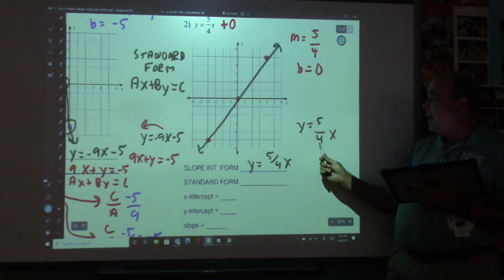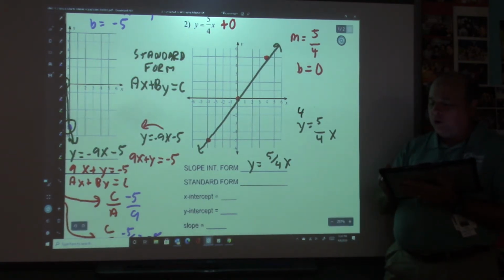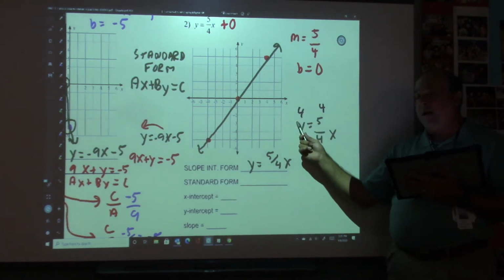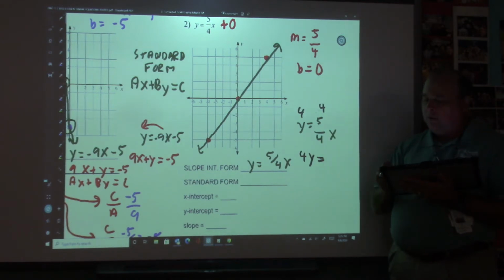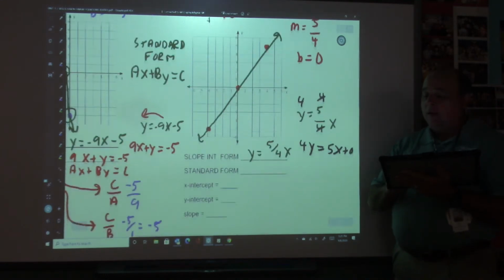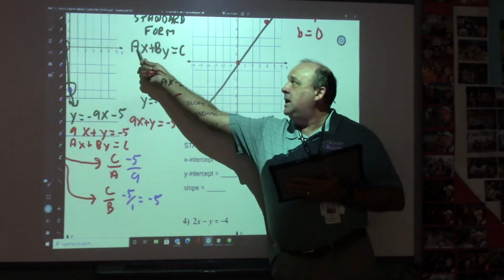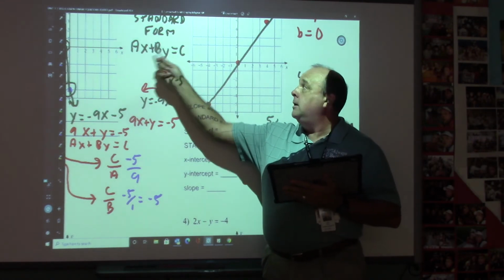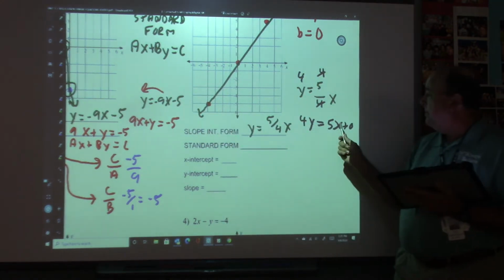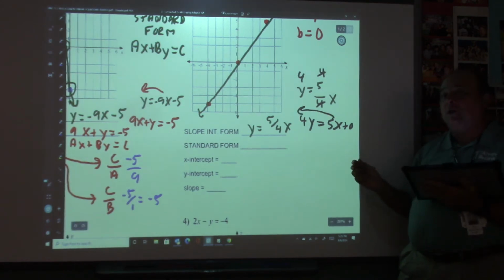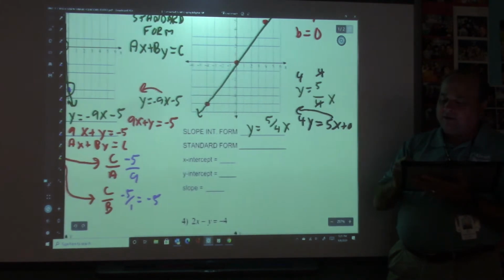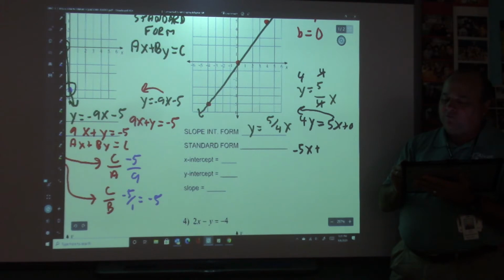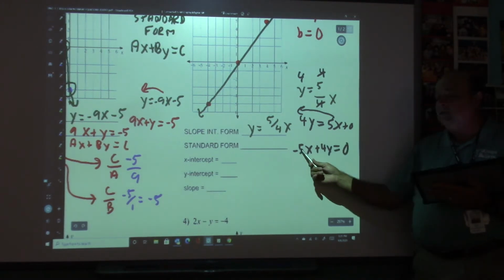To get rid of the fraction, I'm going to distribute that 4. So put a 4. Use your bluebell chart. What's 4 times y? It's 4y. Equals, these 4's cancel out, and it gives you 5x. And then put plus 0 if you want. Now then, remember, standard form, I have to get the x first, the b middle, and the c right. X first, b middle, c right. So I'm going to take that 5x and put it at the beginning of the equation. When I do that, the positive 5x will turn into a negative 5x. So negative 5x plus 4y equals 0.